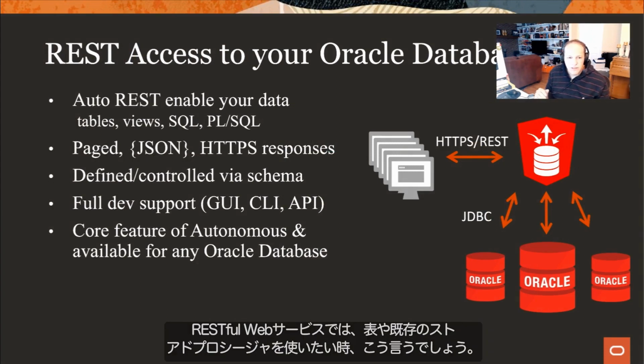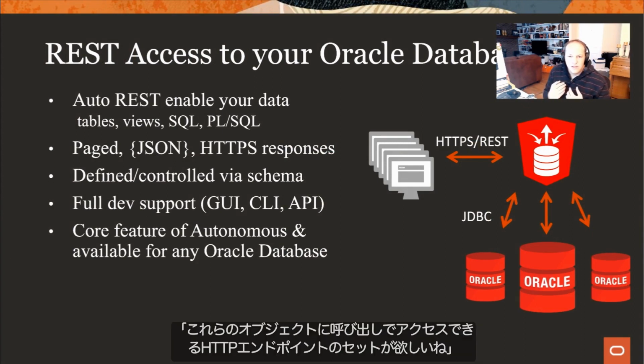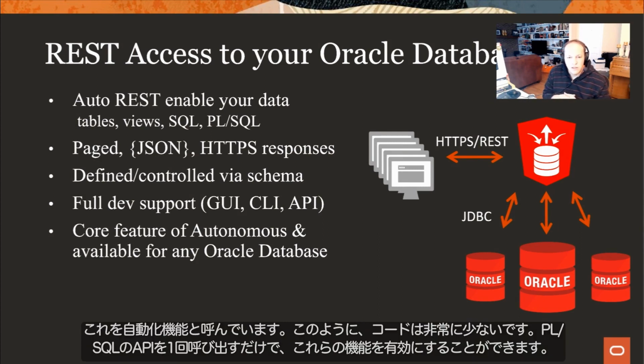For the RESTful web services, you can take a table or an existing stored procedure and say, hey, I want there to be a set of HTTP endpoints that can be called to interact and access these objects. We call that the auto feature. So very, very low code. It's just one PL SQL API call to enable those features.